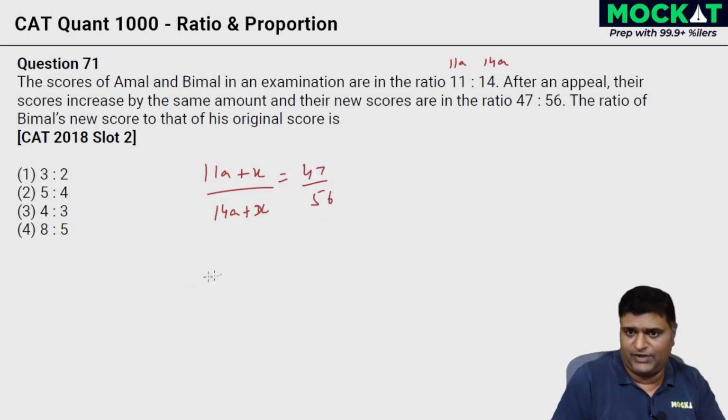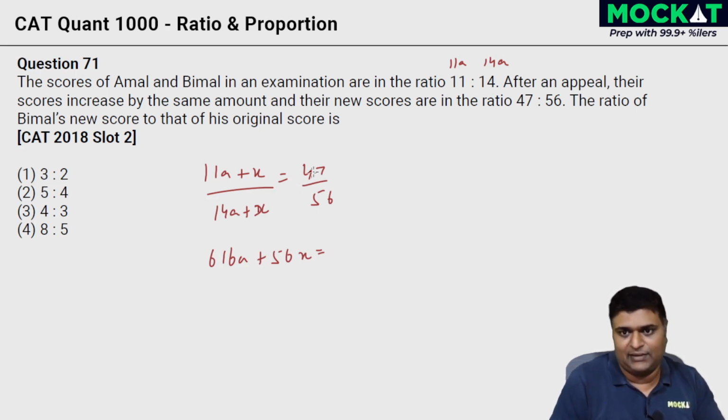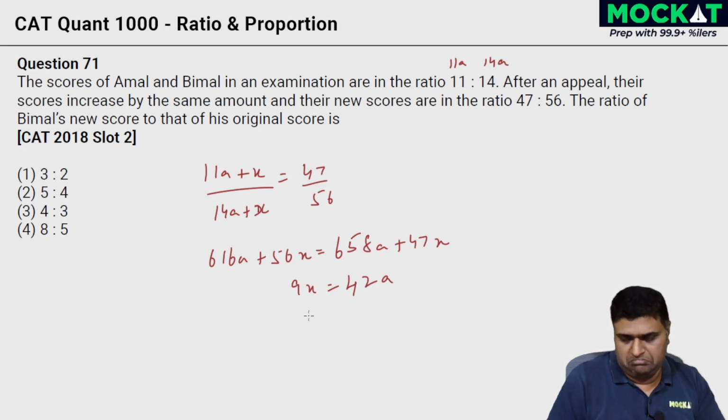We get 47/56. Cross multiply: 56 into 11, 560 plus 56, 616A plus 56X equals 47 into 14. Can use the calculator. 50 into 14 is 700 minus 42, which is going to be 658A plus 47X. Take the 47 there, you get a 9X equals, bring this here, and we get a 42A. X equals 42 is 14 into 3. So you get 14/3A. Okay, so we found the X.